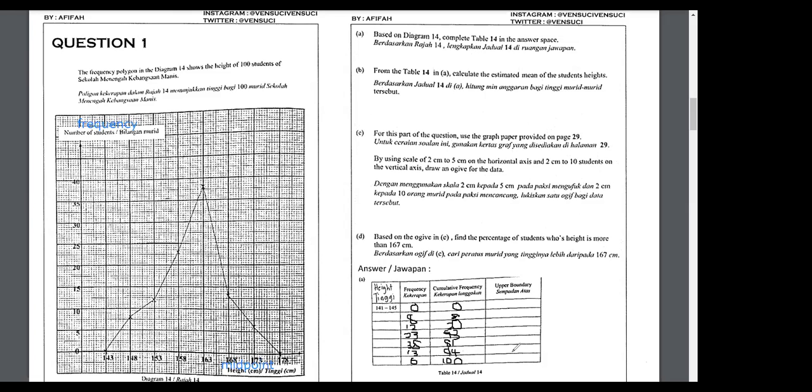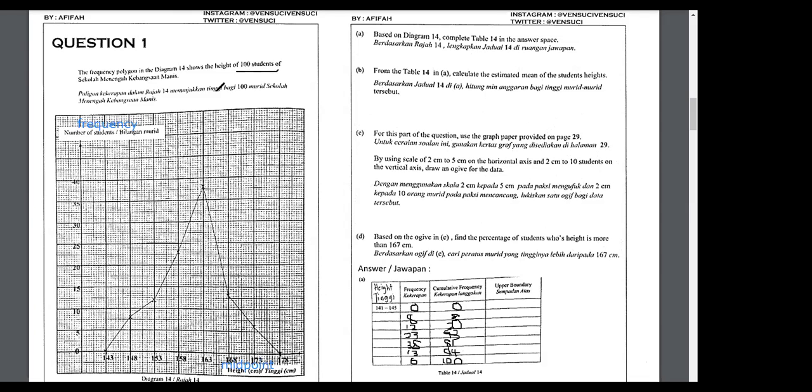You see from the question given, the height of 100 students, you can highlight it first before you answer the question. So you must get 100. If you cannot get 100, the answer must be wrong somewhere. So you must double check the answer. So the answer is like this. Okay, it's correct already. So we look at the upper boundary.